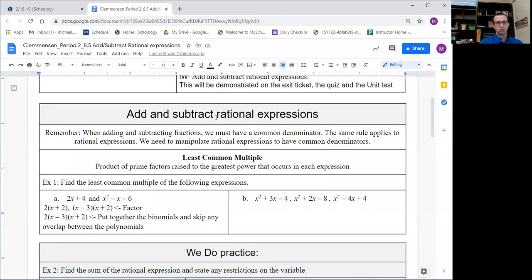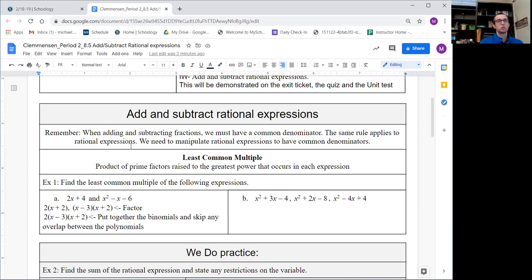So when I'm adding and subtracting rational expressions, again, rational expressions are just two polynomials dividing each other. When I'm adding or subtracting fractions, we must have a common denominator. So hopefully you saw that in today's warm-up. The same rule applies to rational expressions, all right? Which means that we need to make it so that the denominators are the same. Once we do that, then we can add them together.